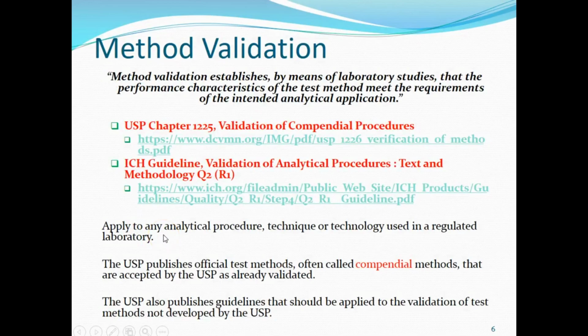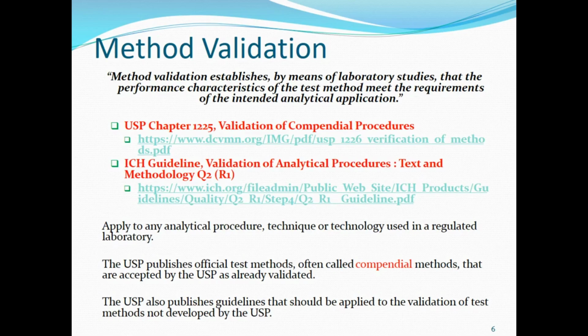So the ICH guidelines and the USP guidelines apply to any analytical procedure, technique or technology used in a regulated laboratory. The USP publishes official test methods, also called compendia methods, that are accepted by the USP as already being validated. The USP also publishes guidelines that should be applied to the validation of test methods not developed by the USP. And the background on the ICH is that it's a harmonized guideline document which comes from guidelines from the US as well as Europe and Japan.